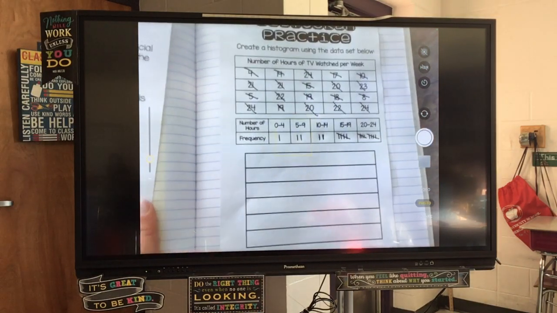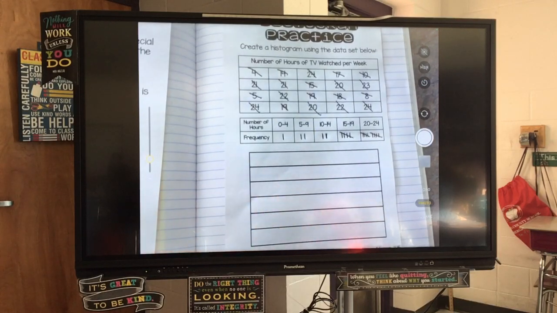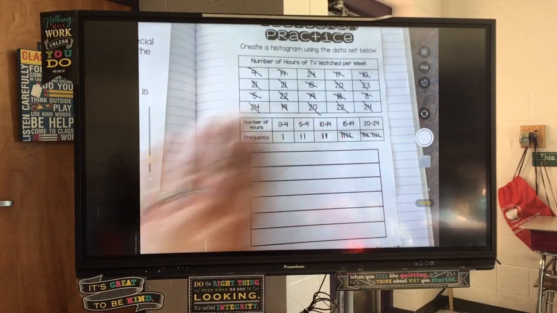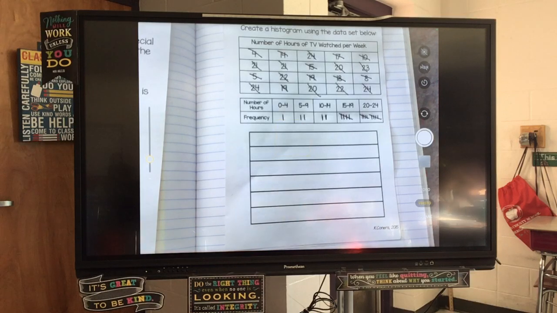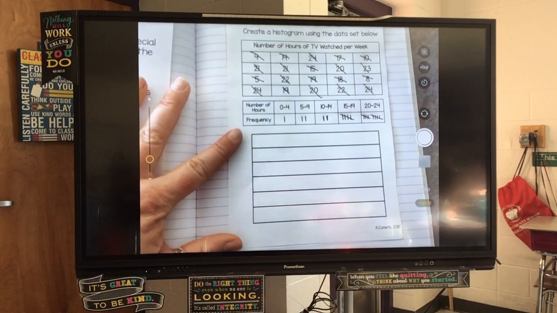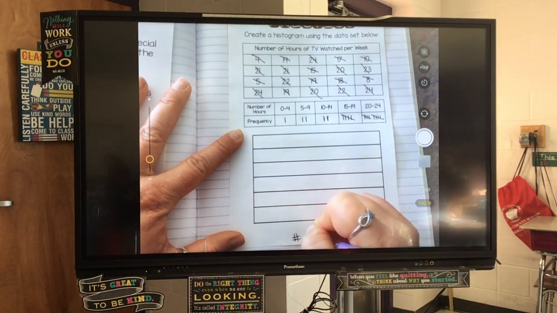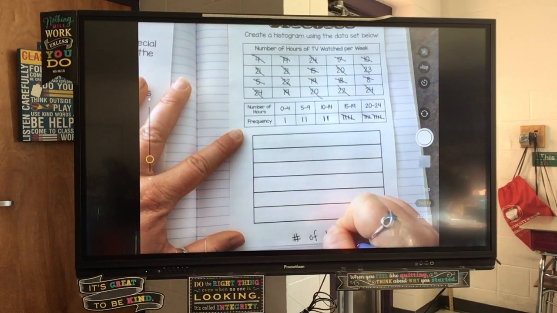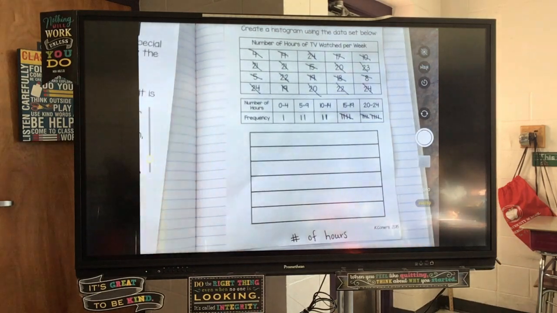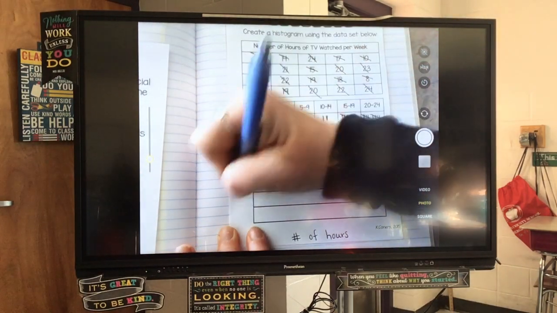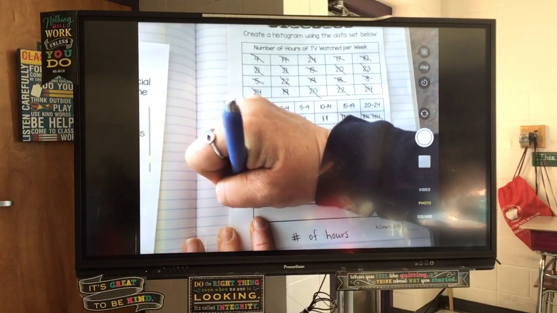All right, so we've collected our data. Now we have to go ahead and do the labels because we have to make sure that we label everything so we know what we're doing. And we already have our groups that are in those equal ranges. So across the bottom, this is going to be number of hours. So this is where our range is going to go. And then on the side is our frequency.